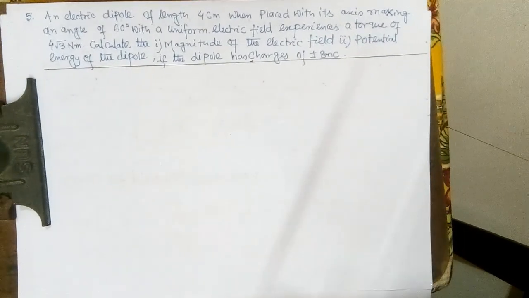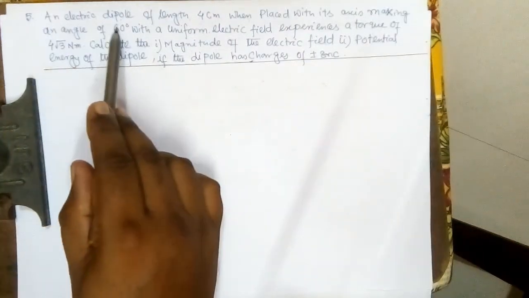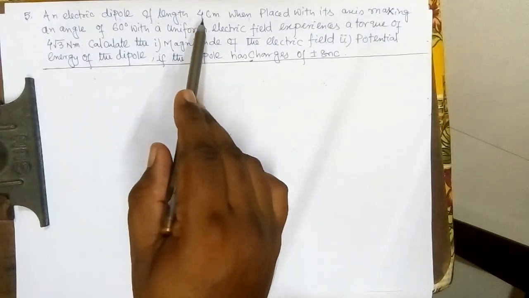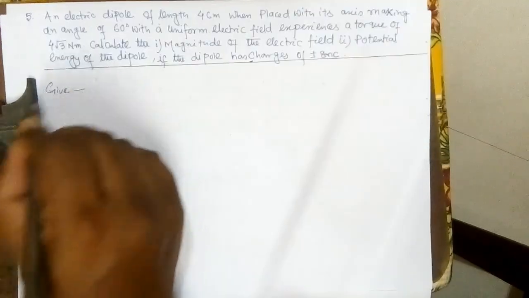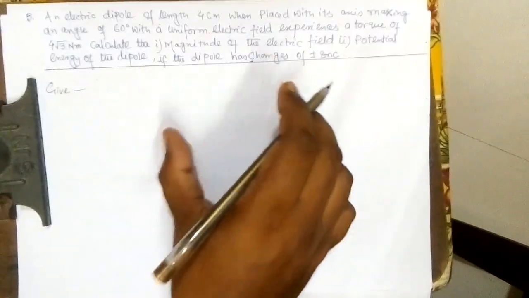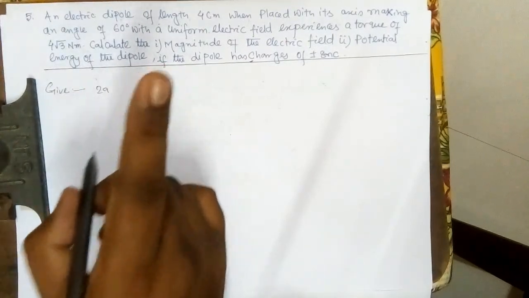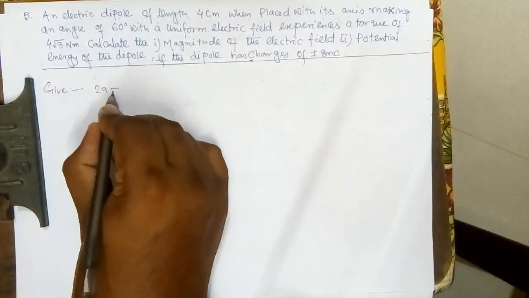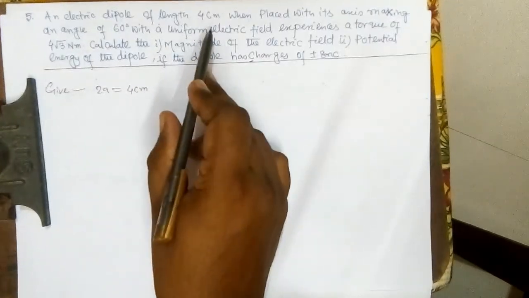Okay, last numerical, number 5. What is given? It is told an electric dipole of length 4 centimeter. So what is given here? The length of electric dipole. How do we generally denote it? We generally denote it by 2a. Keep it in mind, not a. So 2a equals 4 centimeter, it is told.